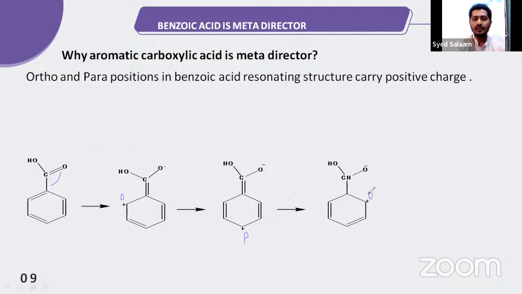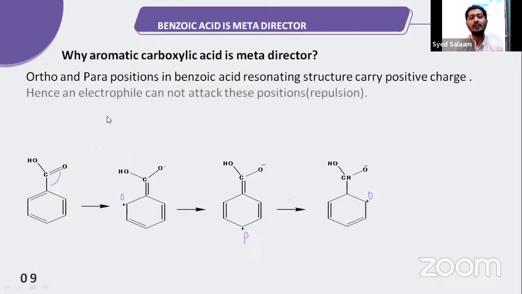So due to the presence of positive charge on the ortho and para positions, these positions cannot be occupied by others. So what is left out? It doesn't allow electrophilic substitution there. Electrophiles cannot attack the positive positions. Electrophiles are electron loving, which means they attack the negative positions, because an electrophile itself is positively charged. You know that like charges repel.